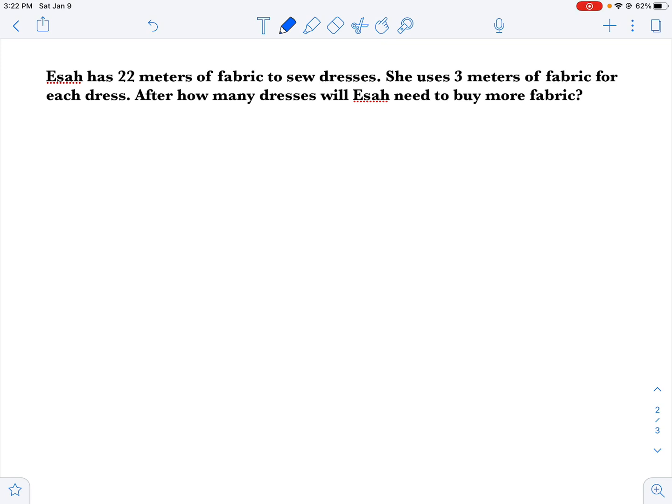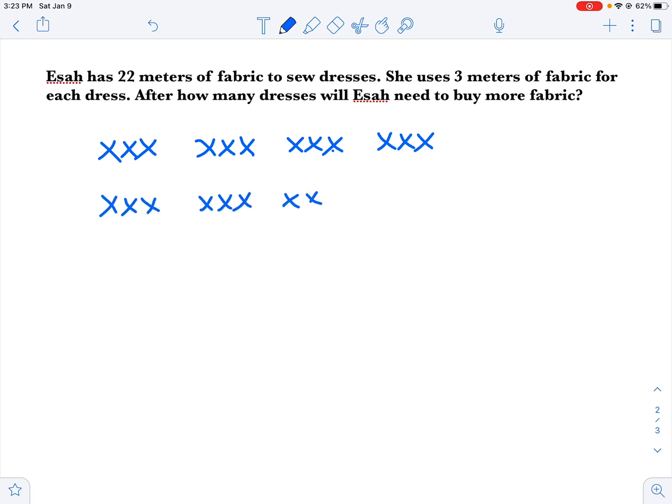Actually, let me model for you what it would look like if you know there's 3 meters. No, we're going to do it this way. 3 meters for each, right? So here's one dress. And I'm going to keep counting. So I'm at 6, 7, 8, 9, 10, 11, 12. Sorry, I've got to keep track of my X's. 12, 13, 14, 15, 16, 17, 18, 19, 20, 21, 22.